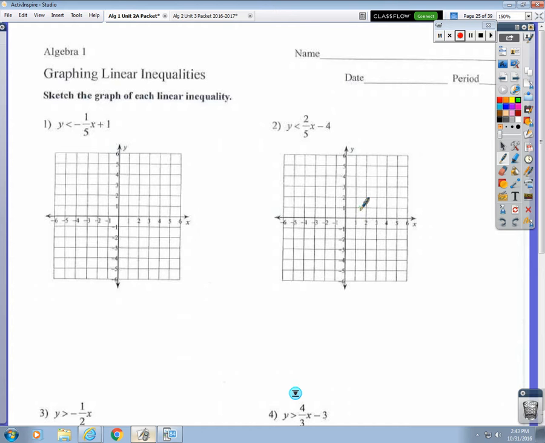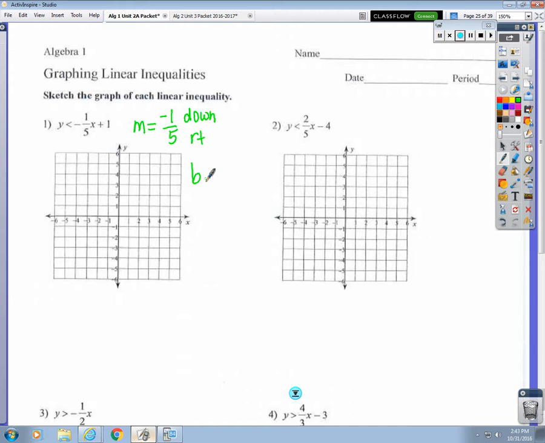Number 1. Now we're going to start graphing linear inequalities. So it's pretty much the same. There's just some minor differences. What's the slope? Where do you want to put the negative? Okay, so negative 1/5. That means we're going to go down 1, right 5.